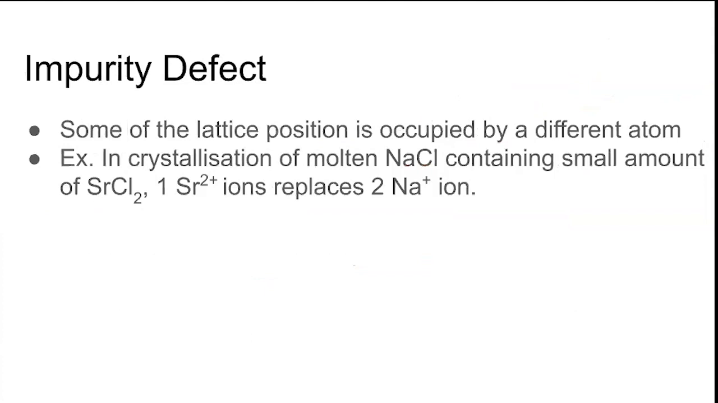Then, as we discussed, the last one is the impurity defect. Basically, the key thing here is that there is a different atom. In the previous cases, there was no foreign atom. In this case, a foreign atom can occupy the space, so that is called an impurity defect. We'll see how impurity is introduced and how the properties, especially the electronic properties, are affected and changed for the better.